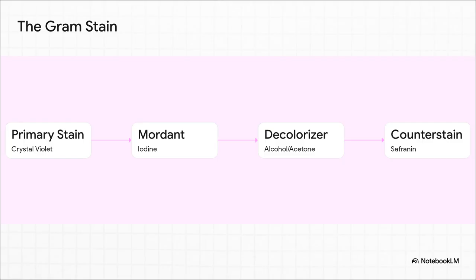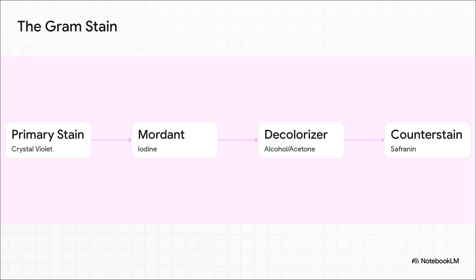First up, all the bacteria get hit with a deep purple dye called crystal violet. Then we add iodine, which acts as a mordant. You can think of it like glue that helps that purple stain really stick inside the cell. Now step 3 is the most important part, the decolorizer. This alcohol wash will either strip that purple dye right out, or it won't. And finally, a pink counterstain, safranin, is added to give a splash of color to any bacteria that lost that first purple dye.